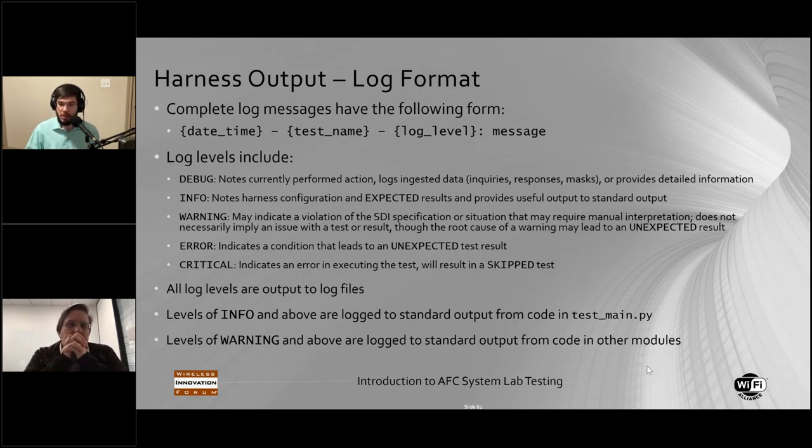For these log levels, all of them will be output to the log files. Looking at the console output, anything of info and above is logged if it comes from the test main, just to keep things a little bit more condensed. And then anything of warning or higher, or I guess lower on this list, also gets logged to the standard output. So you have an idea as things are executing what's going on.